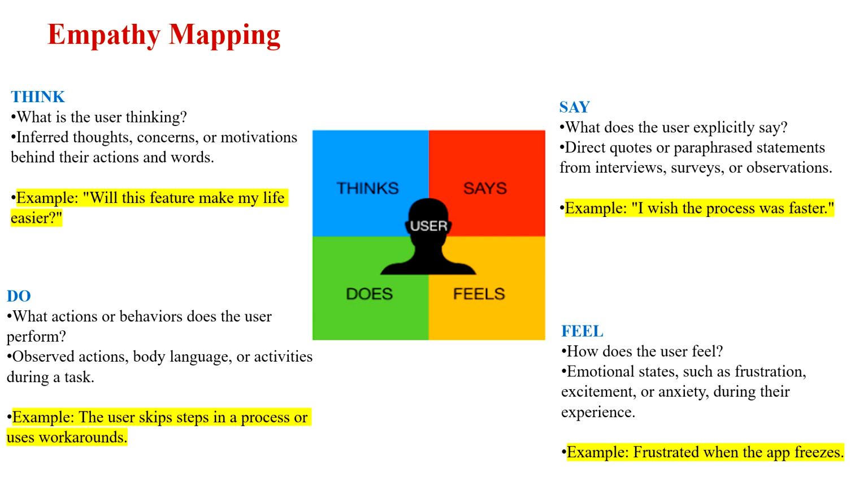The third stage in this empathy map is does. Here it asks what actions or behaviors the user performs. Sometimes when you are about to do some actions, you want to take a break or skip those steps. These are the observed actions, the body language or the activity during a task. The last one is thinks. What will the user think about it? Will this feature make my life easier, when they attempt something in their business? These may be the thoughts, concerns, or motivations behind their actions and words.